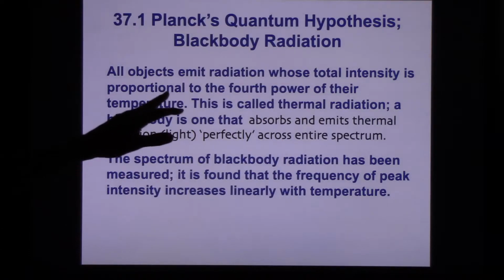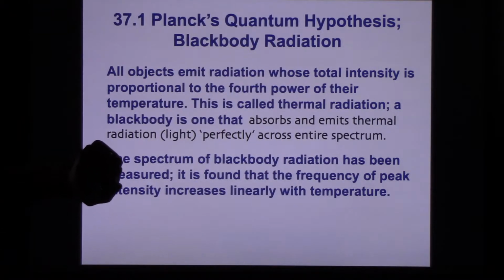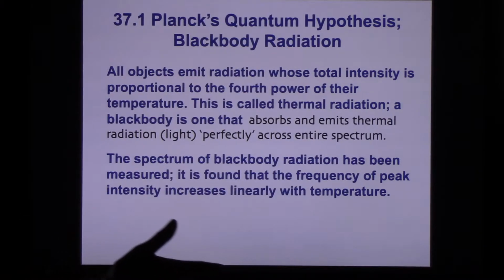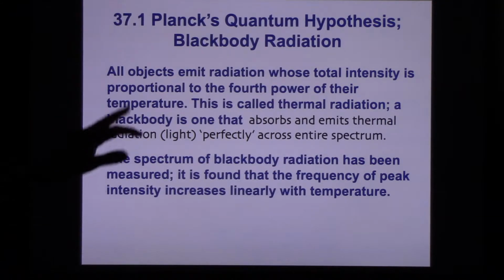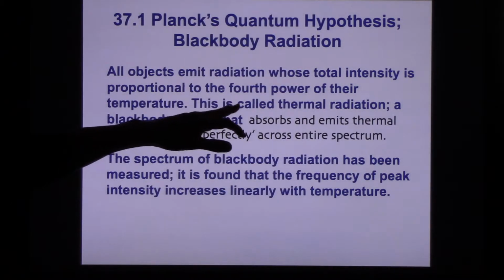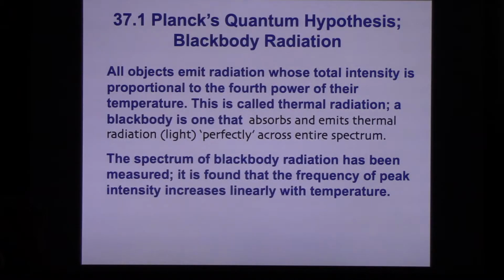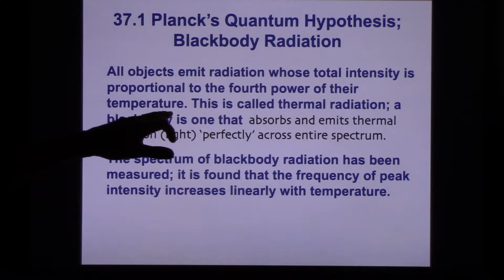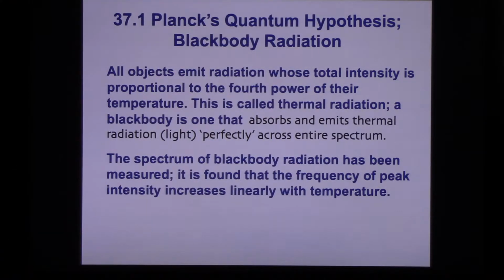So anyway, all objects emit light. That's what the radiation is referring to here. It could be at different parts of the spectrum. It could be in the infrared, it could be in the visible, it could be in the ultraviolet or the X-rays or the gamma rays. And the intensity of that light is proportional to the fourth power of the temperature of the object that's radiating it. Now you guys may remember this from Physics 4B back in thermodynamics.